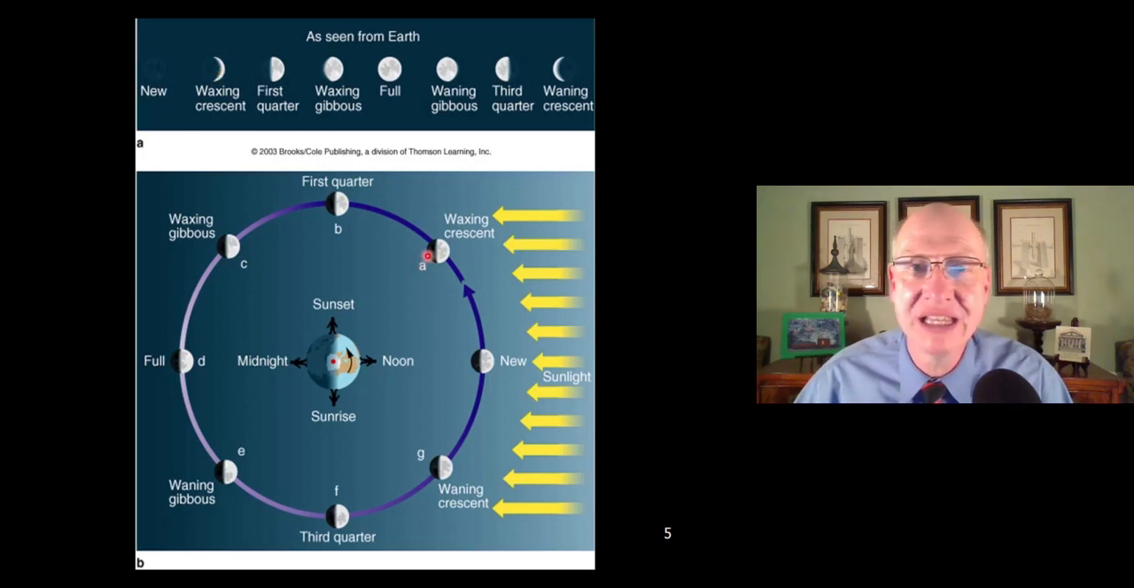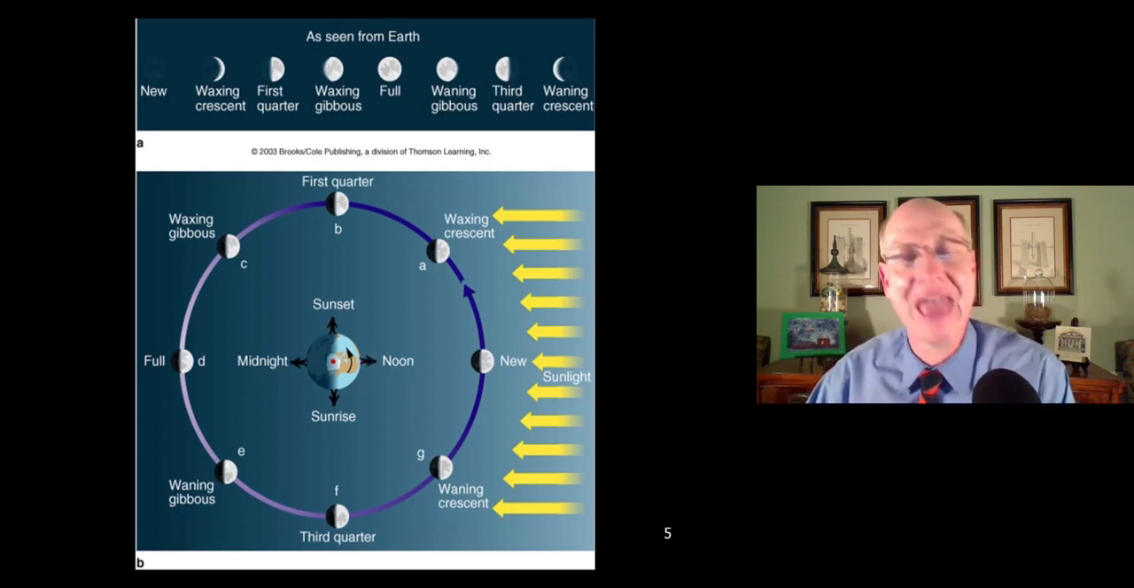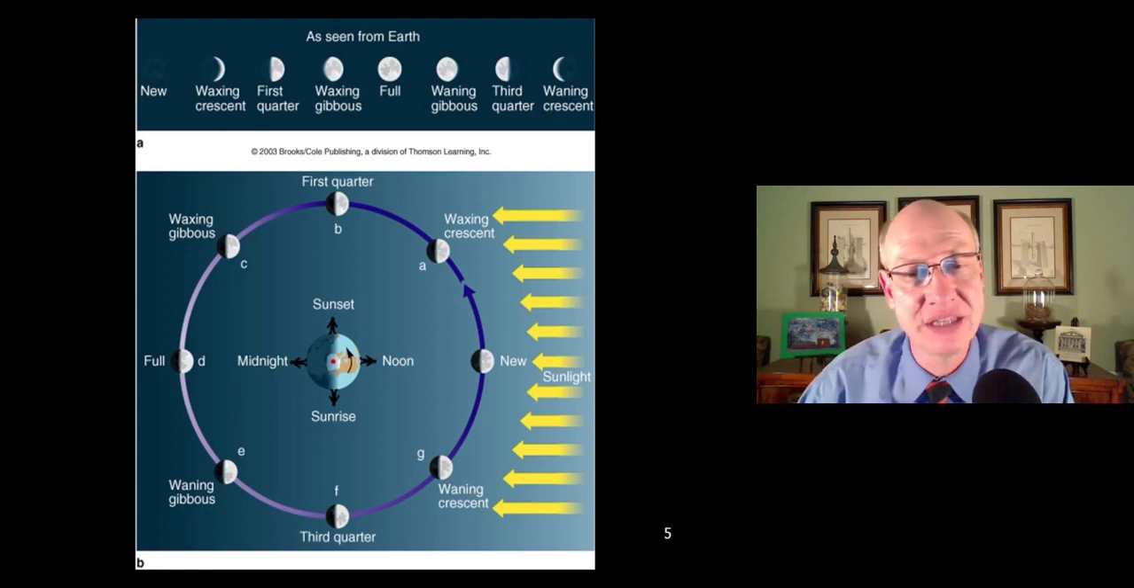But what does the unlit side of the moon see? The unlit side of the moon, looking back at the Earth, sees a waning gibbous Earth. It sees an almost full Earth. When the moon is just a day or two past new, the unlit side of the moon is facing an almost full Earth, and all that Earth shine is what lights up the moon.